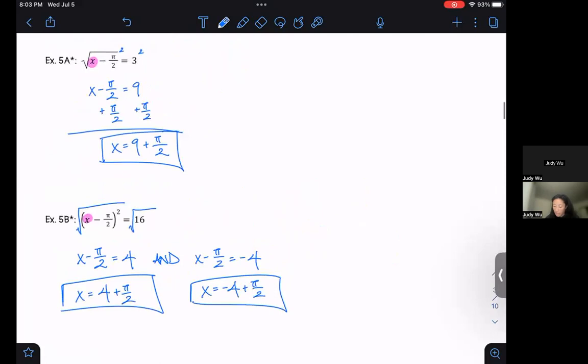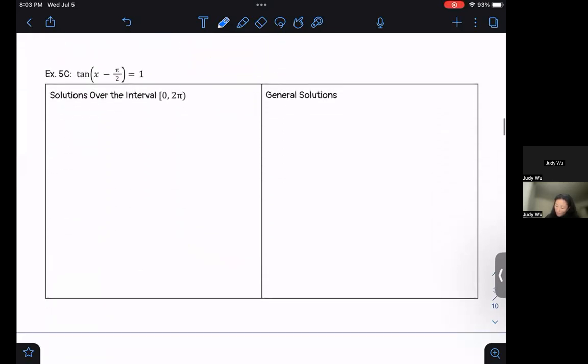So let's take a look at 5a and 5b again. We've got 2 cases where we're working with squares and square roots and combining regular numbers with pi, and that's okay, all right? Now, let's take a look at 5c. All right, now I see a tangent, right? Instead of a square or a square root, now I've got a tangent. I'm applying tangent to this x minus pi over 2.